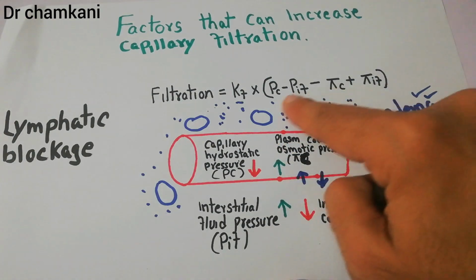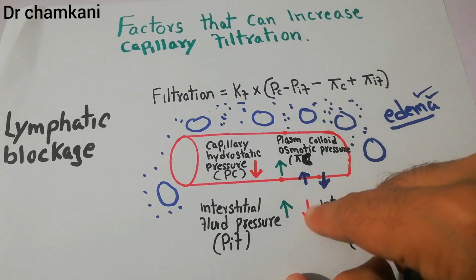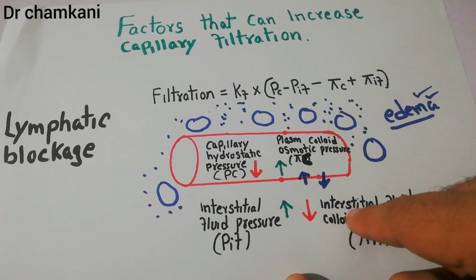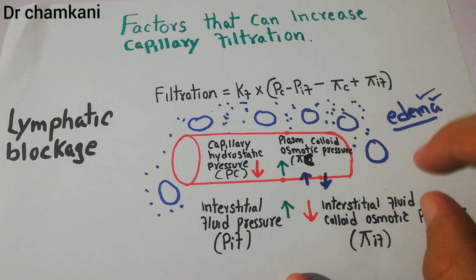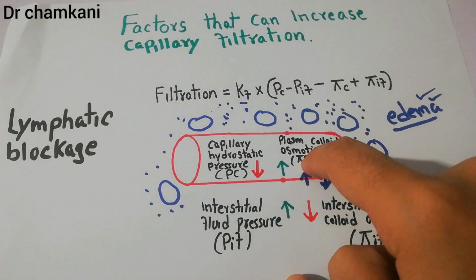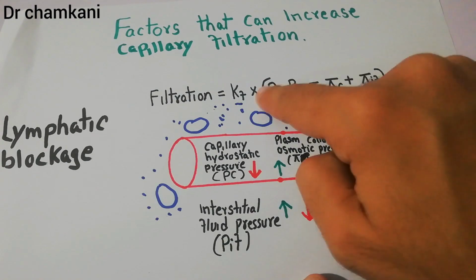And proteins in the interstitium pull the fluid into the interstitium. This force pulls the fluid into the interstitium, and this interstitial fluid colloid osmotic pressure is due to proteins in the interstitium. The plasma colloid pressure is due to proteins in the plasma inside the capillary lumen. This colloid pressure is due to proteins in the interstitial fluid.